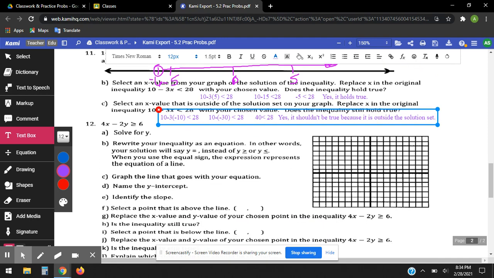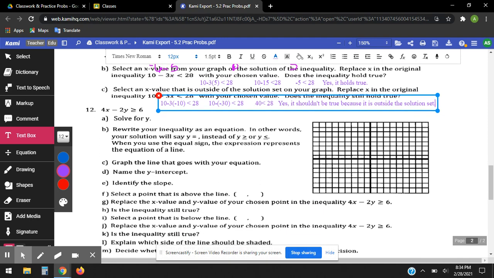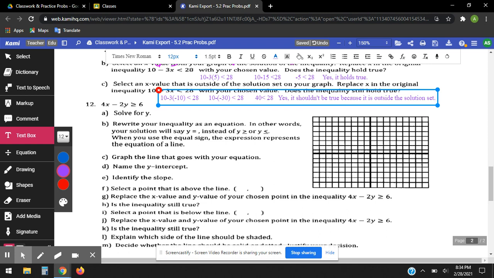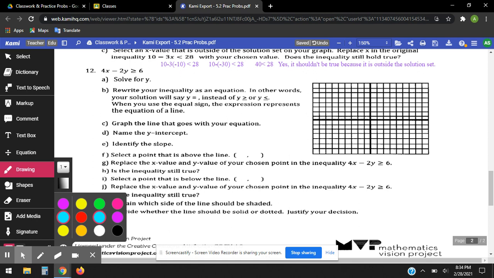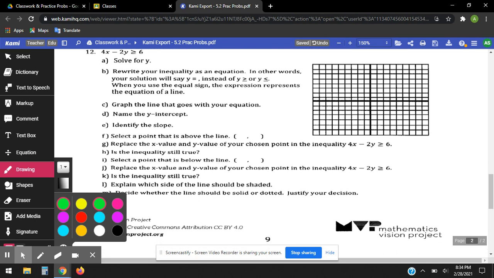All right, 12. We're going to solve for y, and then we're going to use an equal sign instead of a greater than or less than. So I'm going to do that down below. 4x minus 2y is greater than or equal to 6. I'll scoot this down a tad so I don't run into that questions line. So 4x minus 2y is greater than or equal to 6, and I need to solve for y.